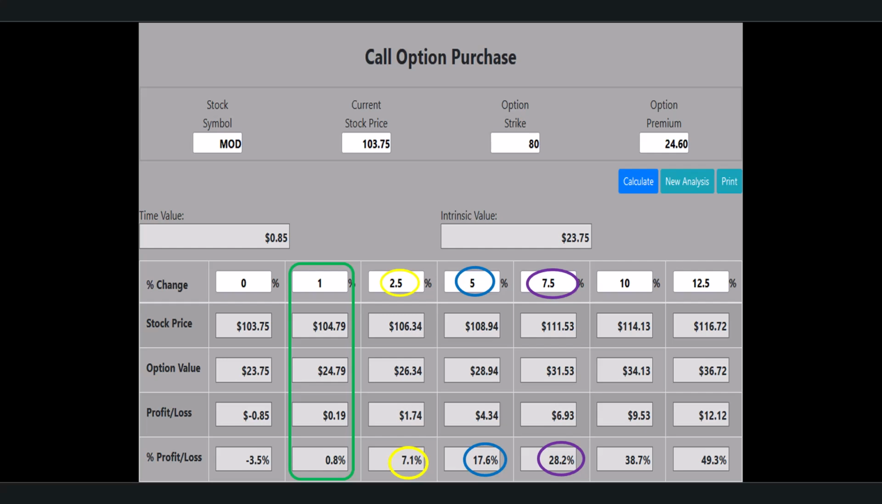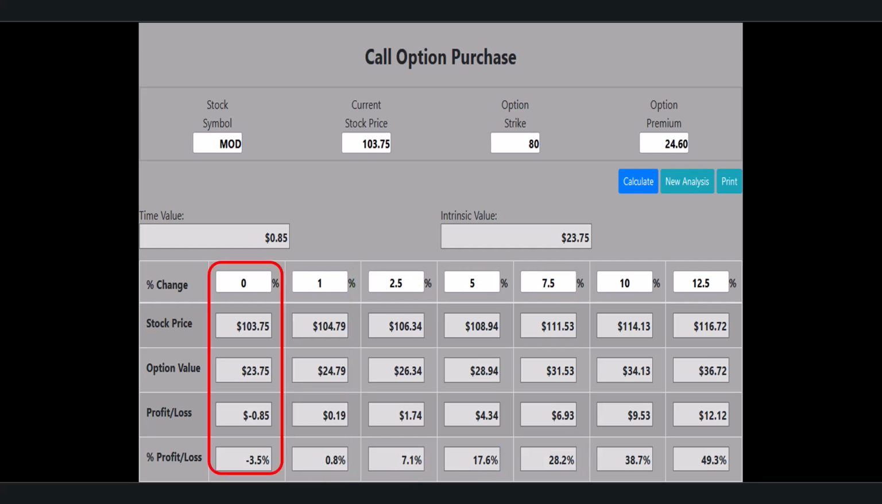The call option purchase calculator also shows that if the MOD stock price increases by 2.5%, the 80 call will make a 7.1% or $174 profit. If the MOD stock price increases by 5%, the 80 call will make a 17.6% or $434 profit. If the MOD stock price increases by 7.5%, the 80 call will make a 28.2% or $693 profit. The 10% and 12.5% numbers are also displayed. You can see that the profits get better and better.